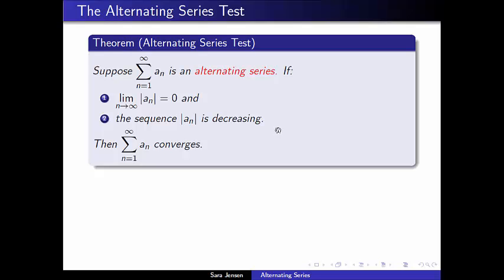But I'm personally okay with viewing this alternating series test as sort of an if and only if. If these conditions happen, then the series converges. And if these things do not happen, if any one of these things does not happen, then the series diverges.